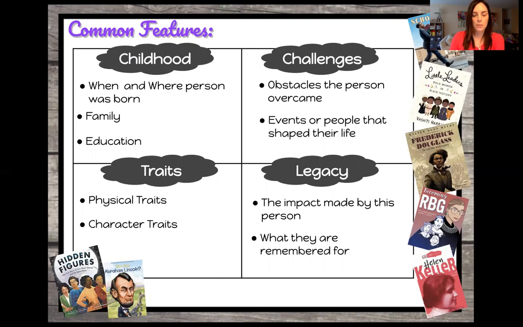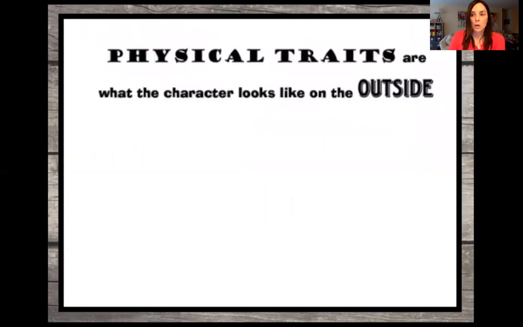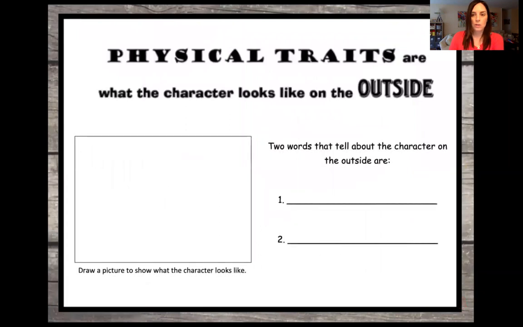Okay, now let's look a little bit deeper at the traits. Physical traits are what a character actually looks like on the outside, what they physically look like. And you can use this graphic organizer to jot down some information about the physical traits of your character. So there's a spot for a picture to show what the character looks like. And then just pick 2 words that tell about the character on the outside, what you see.